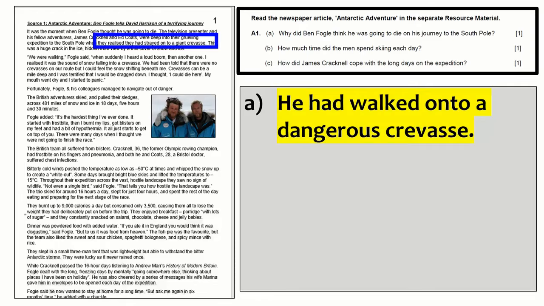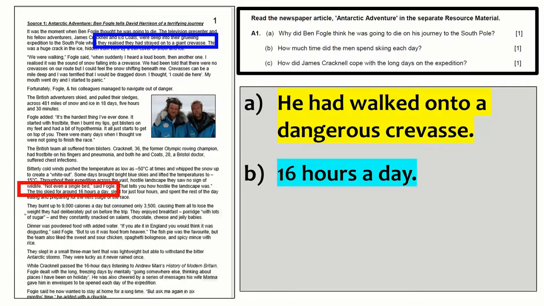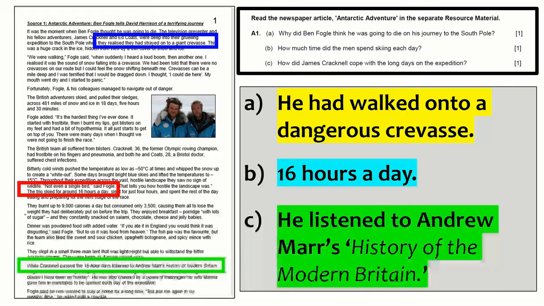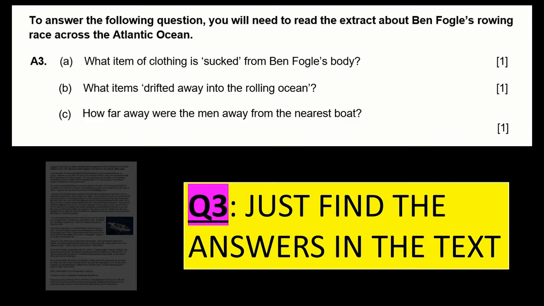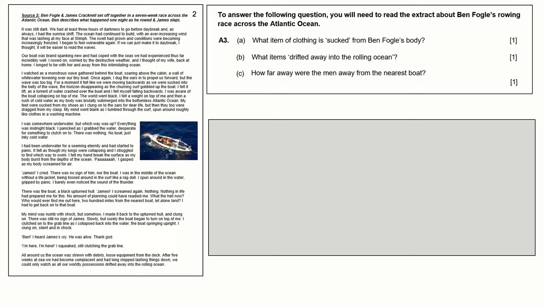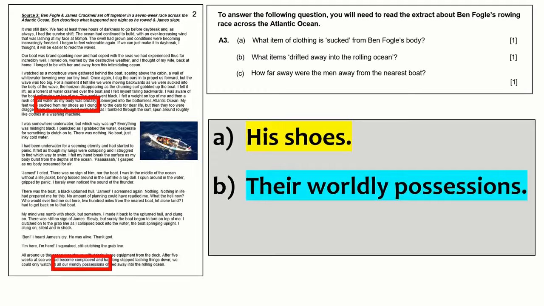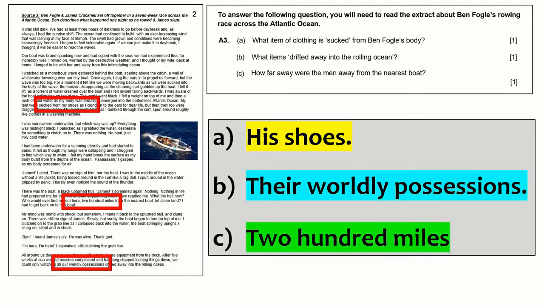Okay, A, why did he think he was going to die? Because he walked on a dangerous crevasse. How much time did the men spend skiing? 16 hours. How did James Cracknell cope with the long days? He listened to Andrew Marr's History of Modern Britain. Same with question 3, nice and simple, just find the questions and answers in the text. What item of clothing is sucked from Ben Fogle's body? His shoes. What items drifted away into the rolling ocean? Their worldly possessions. And question 3, C, how far away were the men from the nearest boat? You look for that: 200 miles. So really simple, and just a tiny little bit of a sentence.